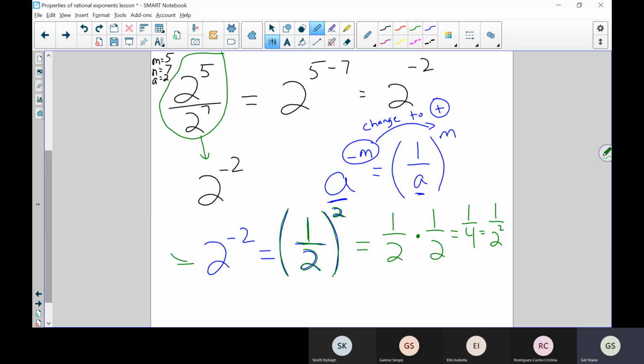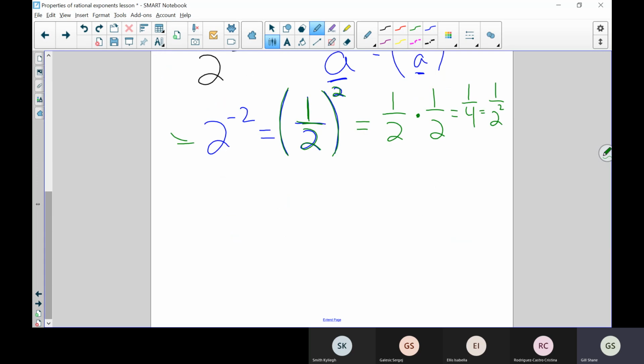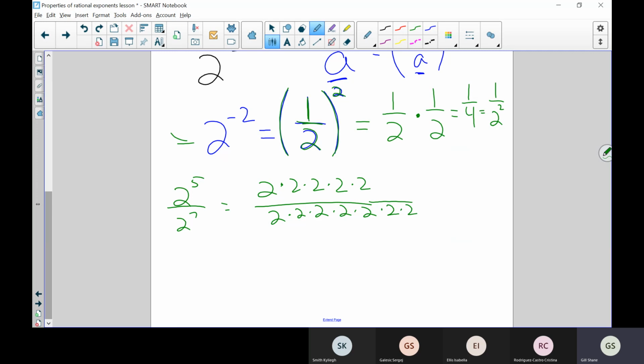So now, let's use the product rule. Let's say we didn't memorize the rules, we forgot the rules, we're confused about the rules. If I know the original problem was this, I could rewrite that again by just saying times 2 times 2 times 2 times 2, divided by 7 times, right? We have 7 on the bottom now.